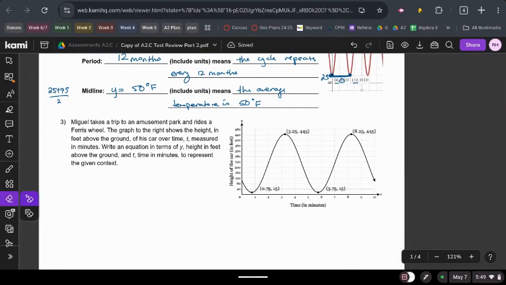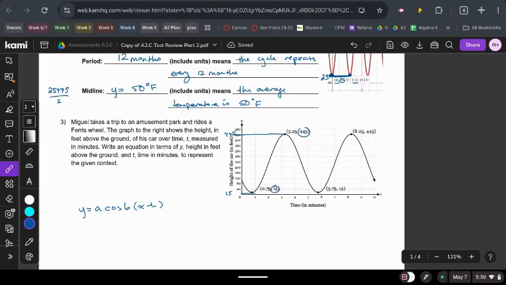Miguel is on a Ferris wheel, and he is traveling up and down in the car on the Ferris wheel. I want us to write an equation of this. So I see that this line at the top here is passing through 445, and at the bottom it's passing through 15. So to calculate x minus h plus k. To calculate, I like to start with the midline. I'm going to do 445 plus 15 over 2. To calculate my amplitude, it's finding the difference.